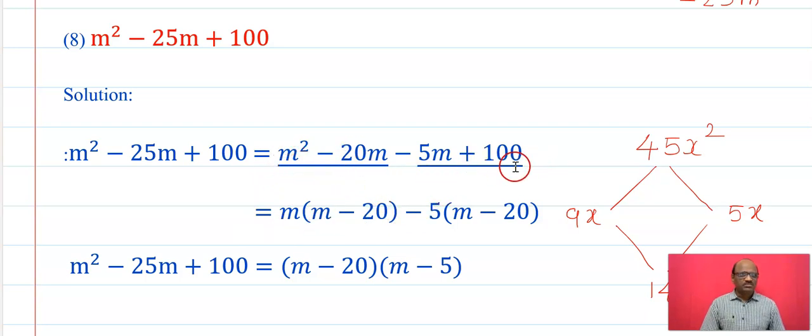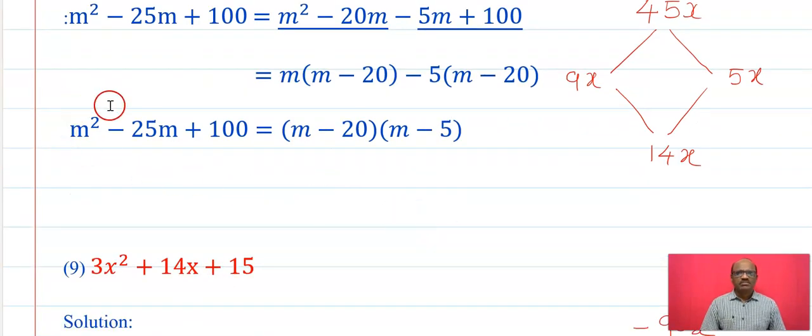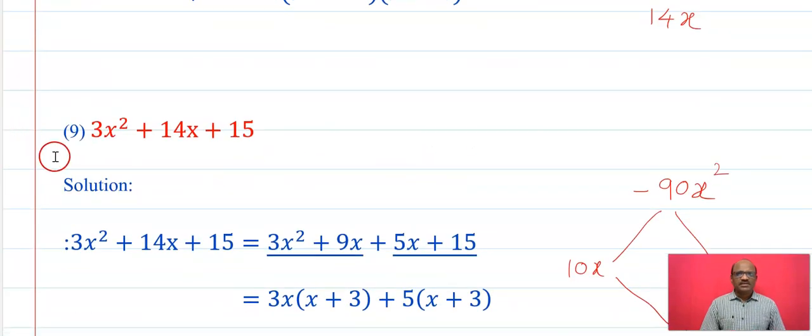And from these two terms, 100 is 20 into 5. Therefore we will take minus 5 as common, then in bracket you will get m minus 20. Again take m minus 20 common from these two terms, and the remaining term is m minus 5. And that's why the factors of m square minus 25m plus 100 are, in bracket m minus 20, in second bracket m minus 5. Now the next example, that is 3x square plus 14x plus 15.